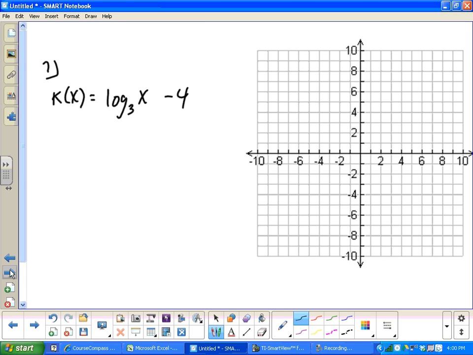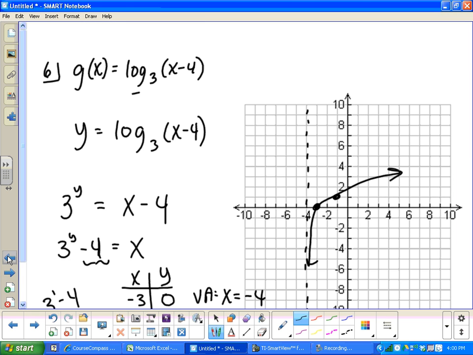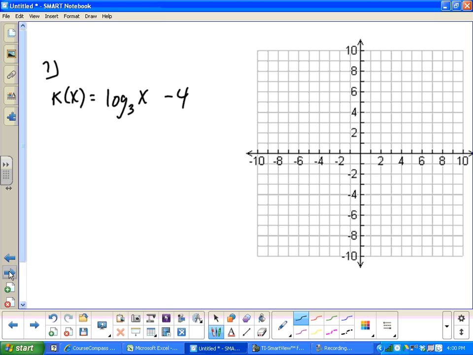Okay, now number 7 was real similar. Notice the differences here. In this case, the x minus 4 is the logarithm. In this one, though, the only logarithm there is x. So before I switch this into exponential form, that is y equals, I have to isolate this one first, because the minus 4 part there is not a part of the logarithm. So I'm just going to add it over first.